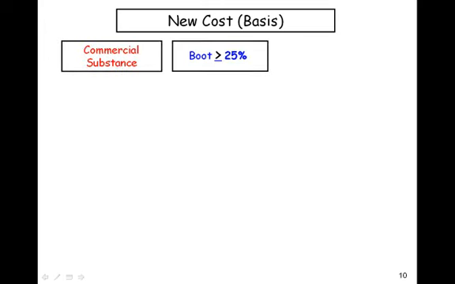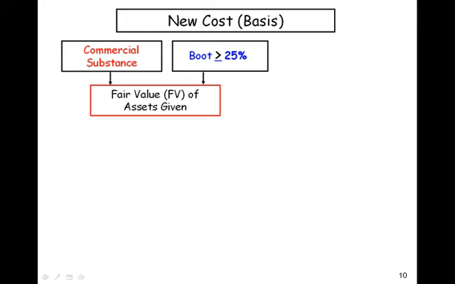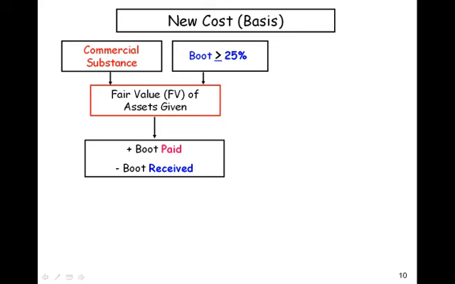The next question is, for what amount do we record the new asset? If the exchange has commercial substance, or the boot received is equal to or greater than 25%, the new asset is recorded at the fair value of the old asset given up. To this new basis, two adjustments might need to be made.